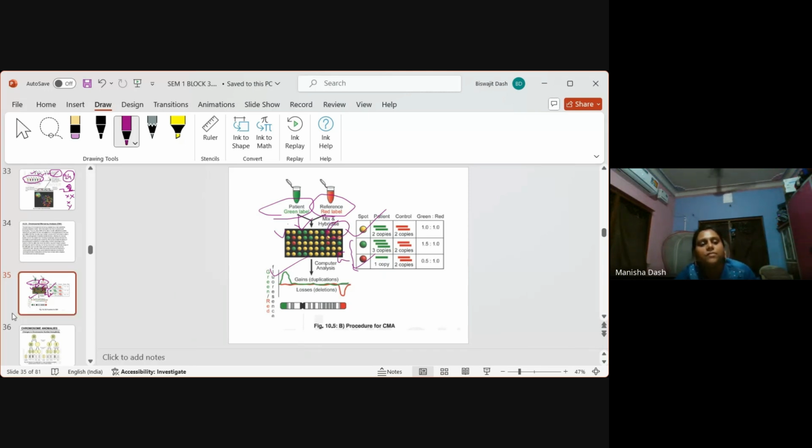Okay. So this is called microarray analysis, and this is very useful because we can say hundreds of samples can be analyzed simultaneously by this technique.